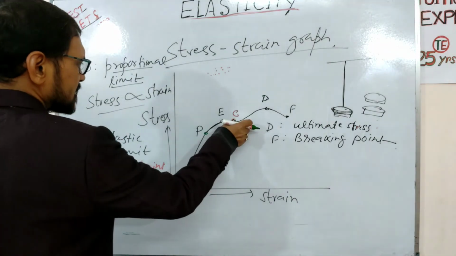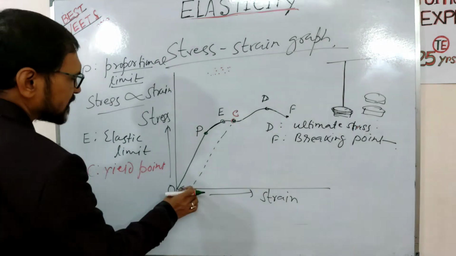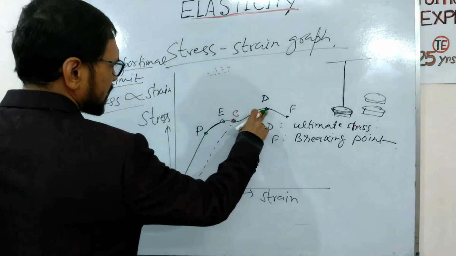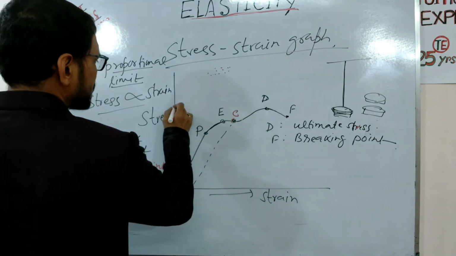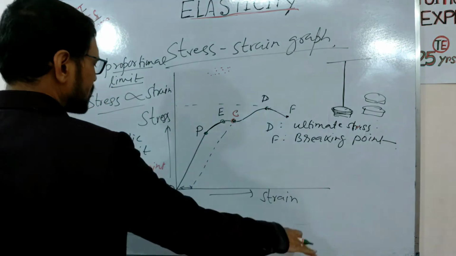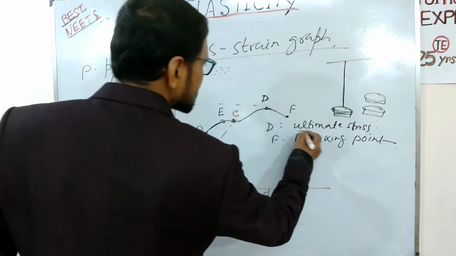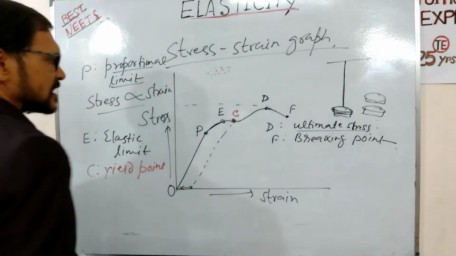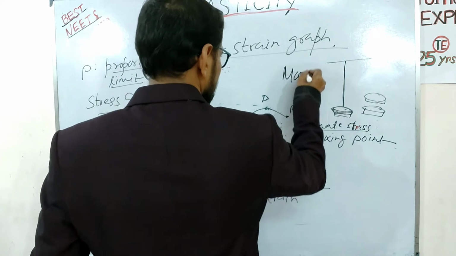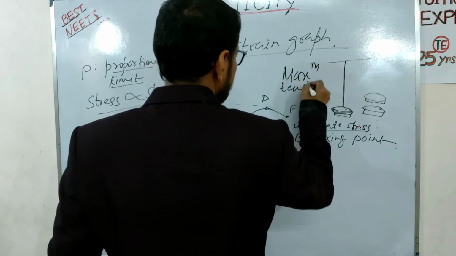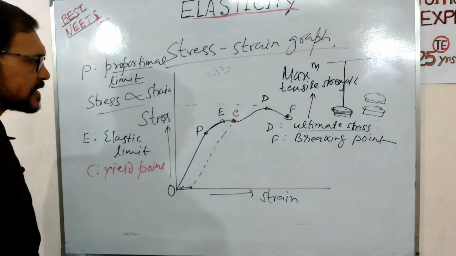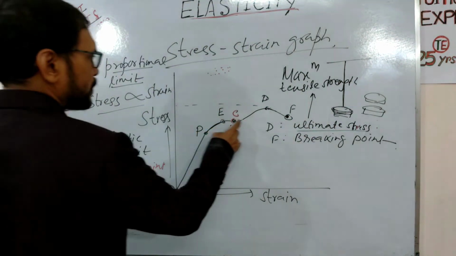Around C, if stress is withdrawn, the body has more permanent deformation, and the body can bear the maximum stress up to point D. So D is the maximum stress. After point D, stress decreases. So D is the ultimate stress or maximum tensile strength. D is called the maximum tensile strength. And at point A, the body fractures. So these are the five points you have to remember.